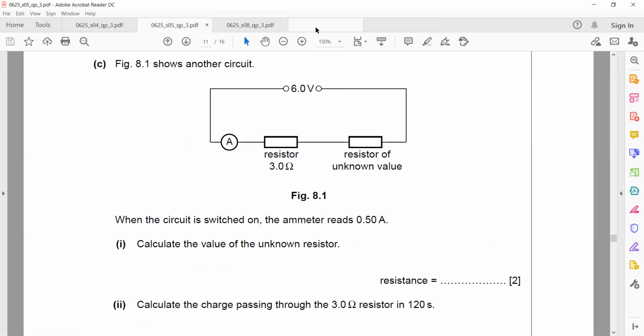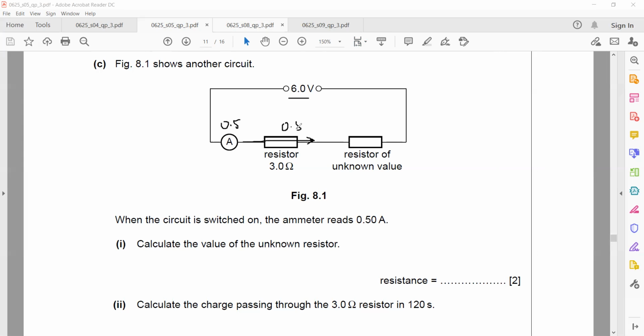The figure shows another circuit, having a 6 volt supply. There's a 3 ohm resistor and a resistor of unknown value. We don't know the value. When the circuit is switched on, the ammeter reads 0.5. If this ammeter reads 0.5 and the two resistors are connected in series, how much current will pass through this one? What will be the current passing through the 3 ohm resistor?